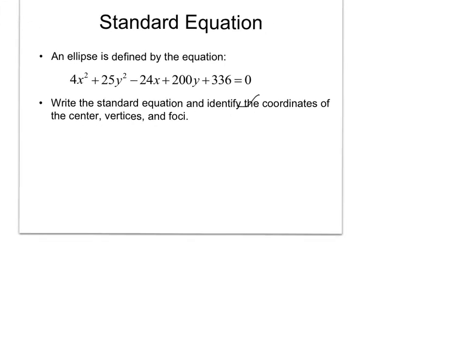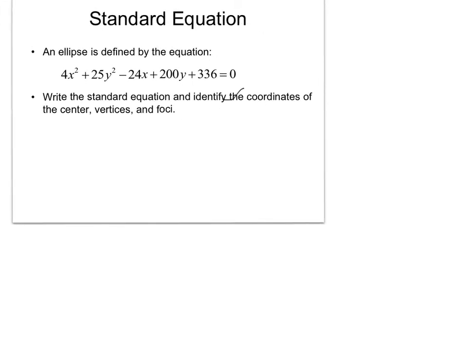So let's go ahead and shrink this a little bit. If you remember from circles, we're going to group our terms together. The terms with the x, I'm going to put these together, and then I'm going to put the y's together. And I'm going to move that 336, that constant, to the other side. I'm going to call it the radius, even though it's not what it is, because it's an ellipse.